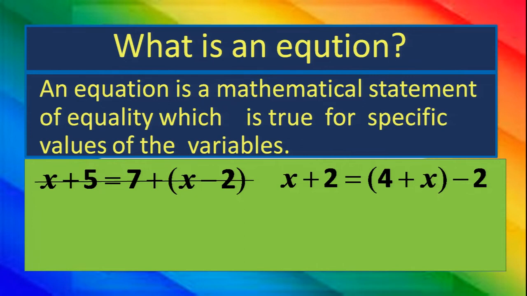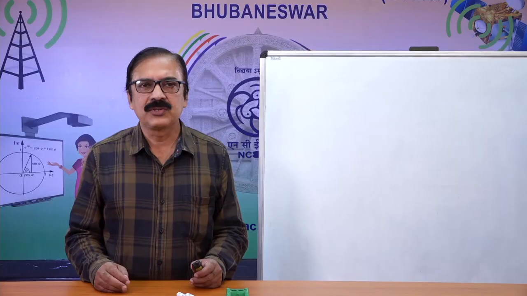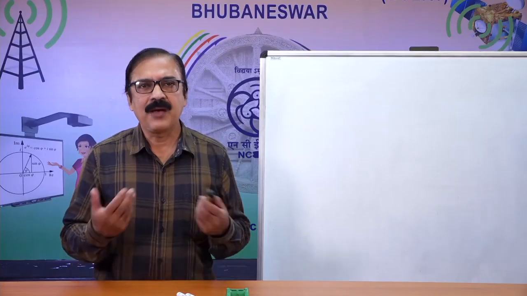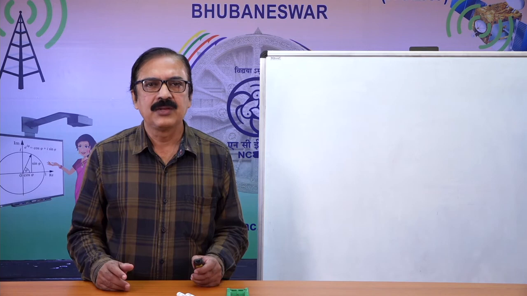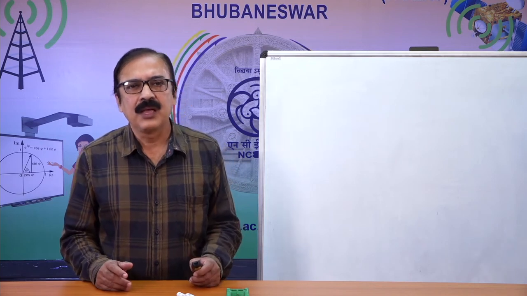Now take another one, very easy, that is x is 0. If we put the value of x as 0, then the left hand side gives 2. And now substitute the value of x in the right side, it is 4 plus 0, that is 4, minus 2, that again gives 2. That means for the value of x as 0, this statement is also satisfied. So we have multiple values of x for which this statement is satisfied. So we cannot say this to be an equation.